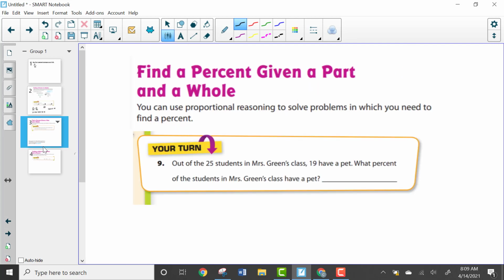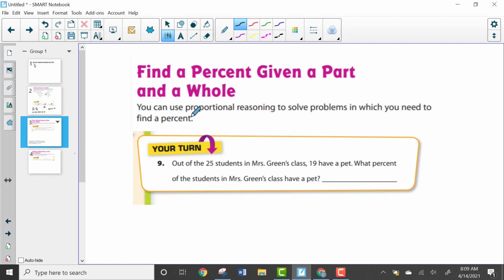Now, we're going to go to the next section, which is on page 218. It says find a percent given a part and a whole. So what it says is that you can use proportion reasoning to solve problems in which you need to find a percent. So good old proportions coming back again. So what we're doing here, a couple things we need to understand. Remember, a percent is always out of 100. And that 100% always represents the total amount. It doesn't matter if you only have 3 of something, okay? If 3 is the total amount, 3 will equal 100%.